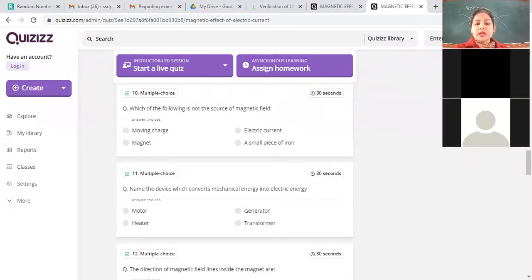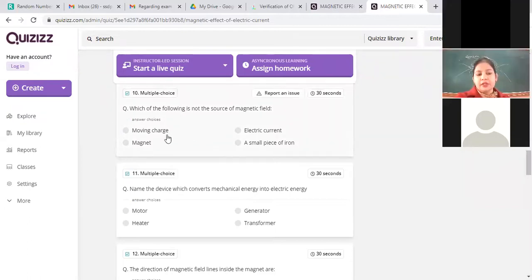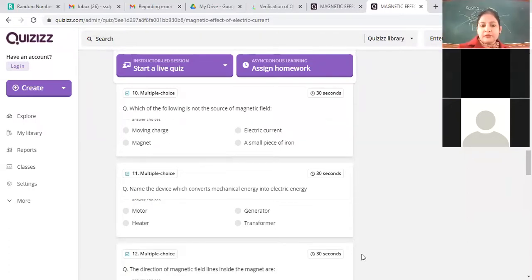Which of the following is not the source of magnetic field? Moving charge, magnet, electric current, a small piece of iron. Rishit: Ma'am, a small piece of iron. A small piece of iron. Iron ka piece aise hi pada hai, to usme kya magnetic field hai? Koi bhi nahi hai. Theek hai?